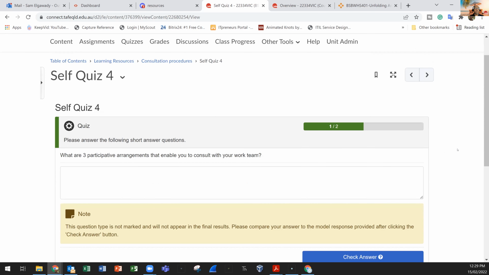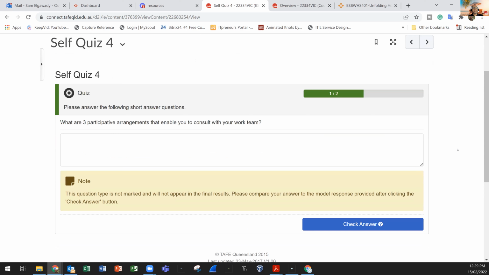Okay, any questions in this area? Any question? Any questions for me? So what are 3 participative arrangements that enable you to consult with your work team? Any idea, or you can put it in the chat.